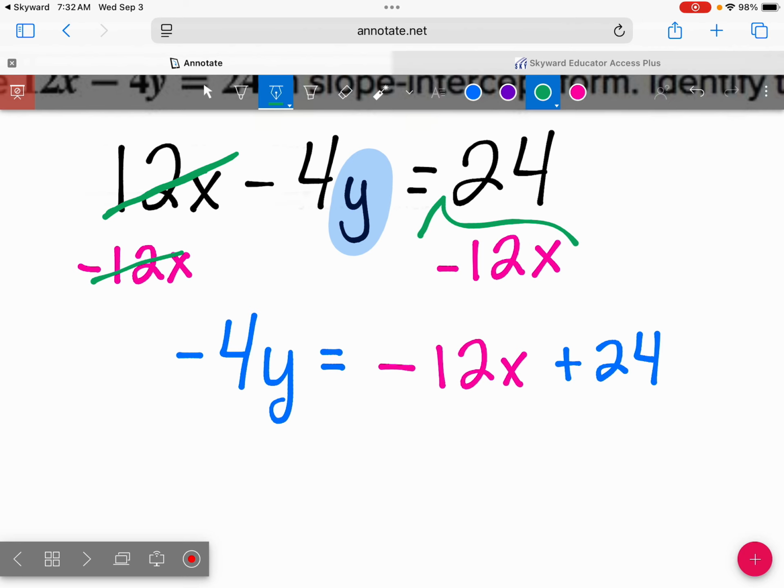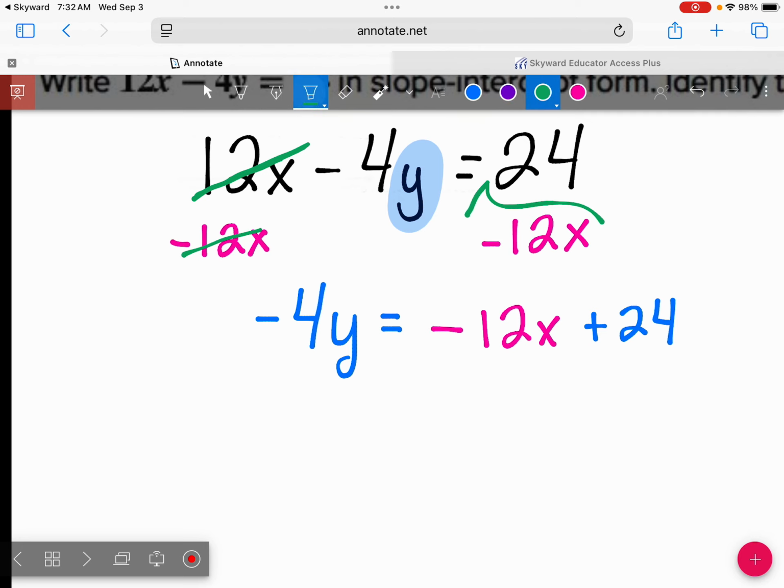We're getting better. We got our x's and y's on separate sides of the equal sign now. But I still want to get my y by itself. That is a very dark highlighter. What can I do to get my y by himself now?